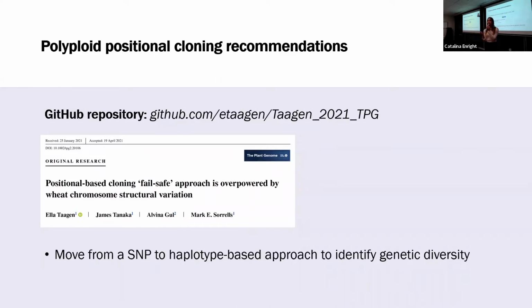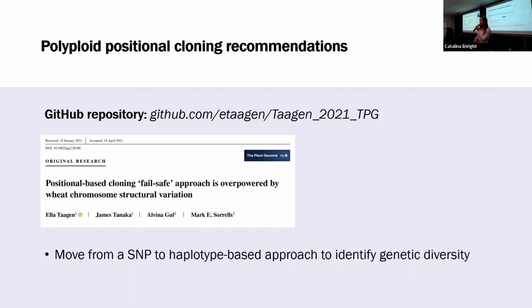The first would be to move from a SNP to a haplotype-based approach to identify genetic diversity. I think we all know that a SNP can be in association with your trait of interest, but that SNP itself is probably not causal. And in a fine mapping context, that can lead to trusting SNPs that are in linkage across really broad swaths of the genome. In our case, in linkage across an entire centromere. Ultimately, this can lead to mapping in the wrong direction, which happened in our case.